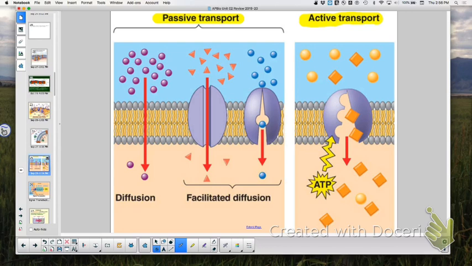Active transport is something that requires what? Energy. You're going against the concentration. You're moving something that's at a low concentration into an area where there is a higher concentration. That takes energy to move something like that.